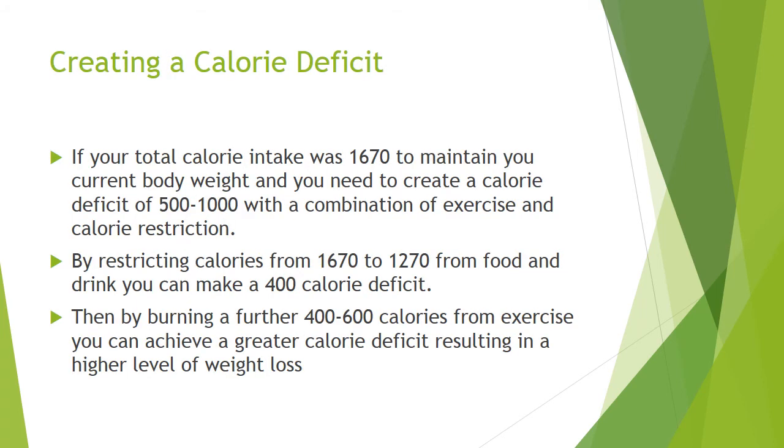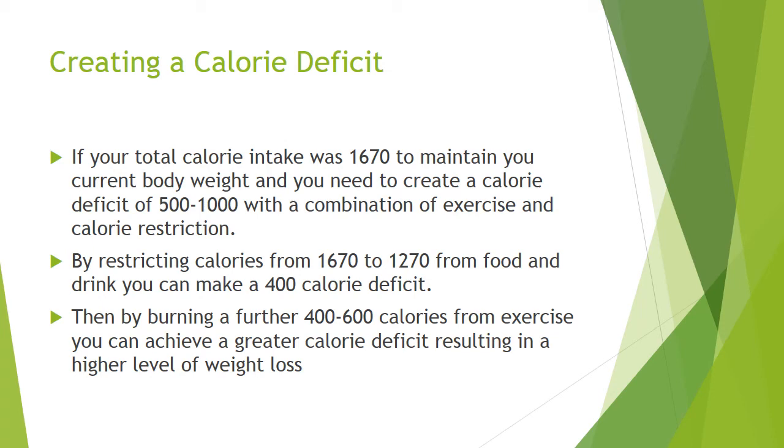Now, creating a calorie deficit. So where to go once you've found out your BMR and how much calories you actually need to burn to lose weight. So by restricting calories from 1,600 down to 1,270 from food and drink, you can make a 400 calorie per day deficit, all right? Now, you need to follow this 1,270 calorie allowance per day. Now, that's a total of your food and your drink to total 1,270 calories.